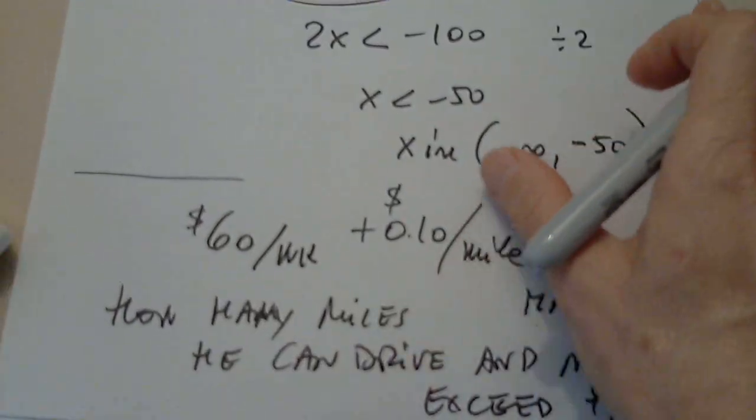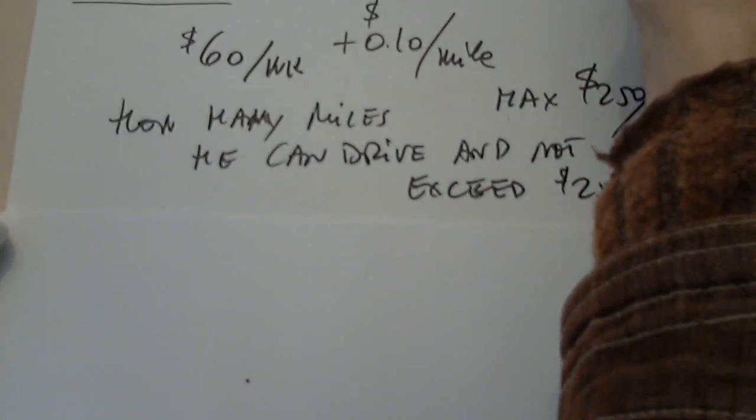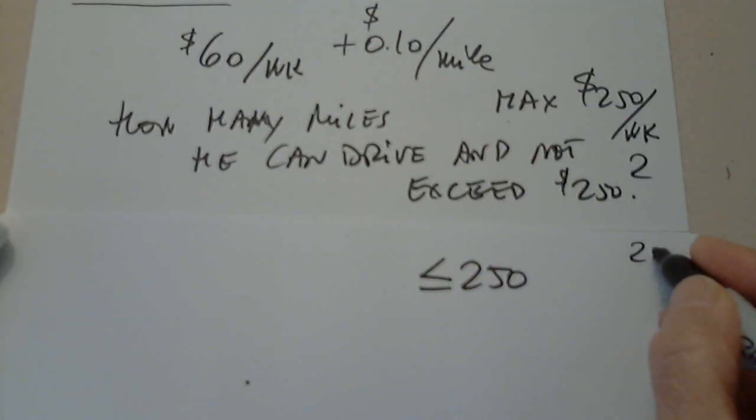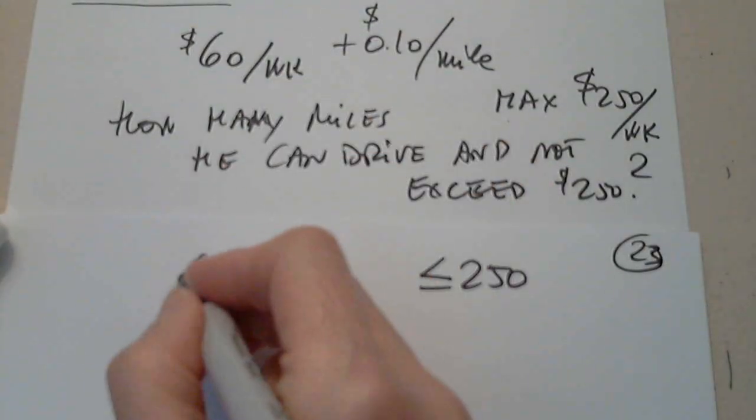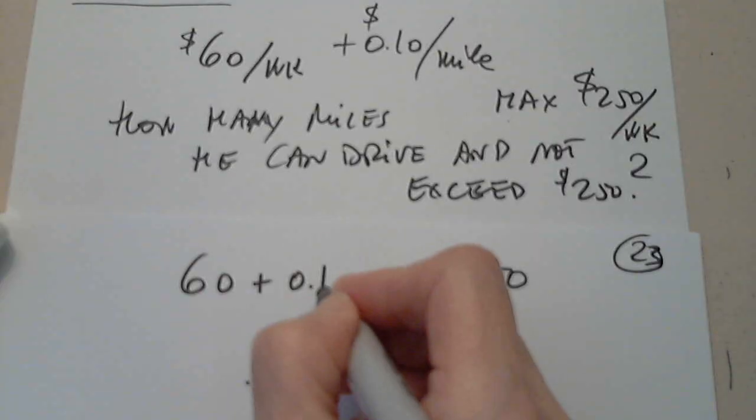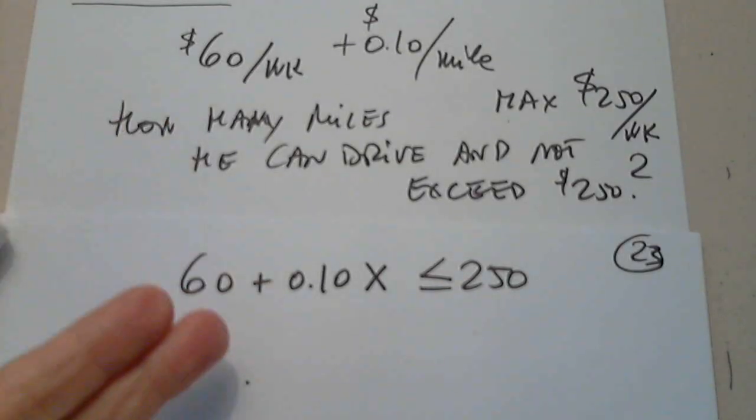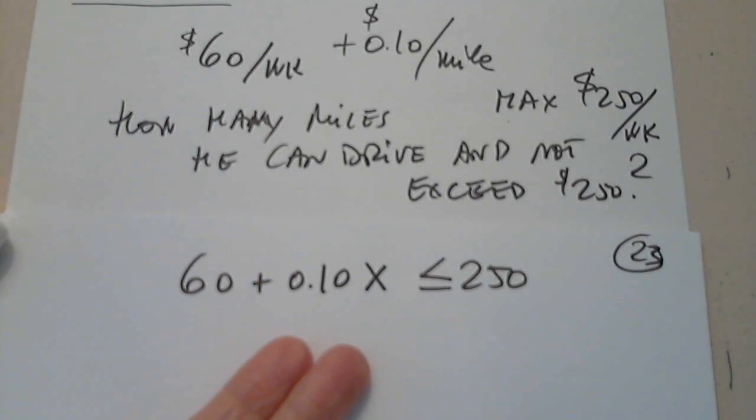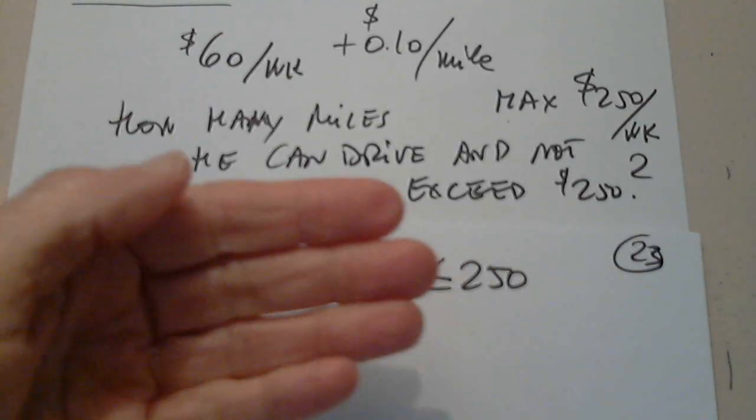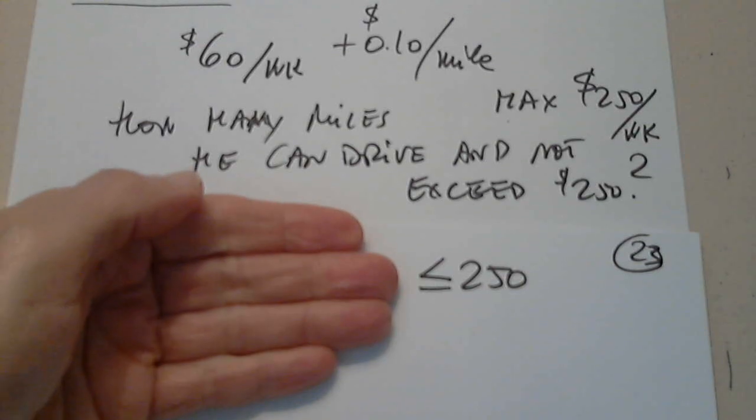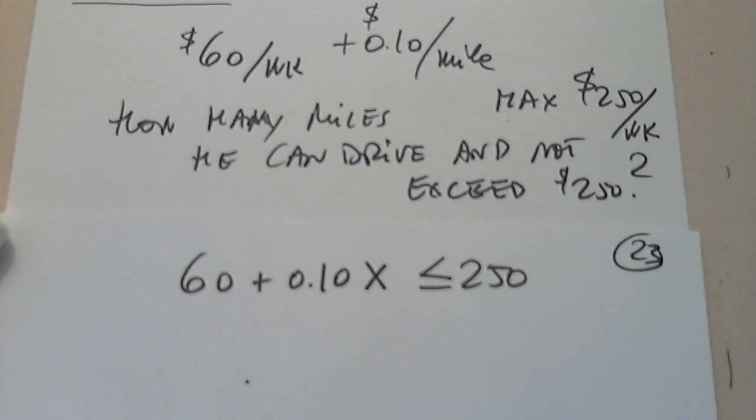So this is an inequality, sorry. This is an inequality less than or equal to 250. So 60 plus 0.10 times x. We had similar situations before. So the $60 per week plus 10 cents per mile. And this cost has to be 250 or less. Good.